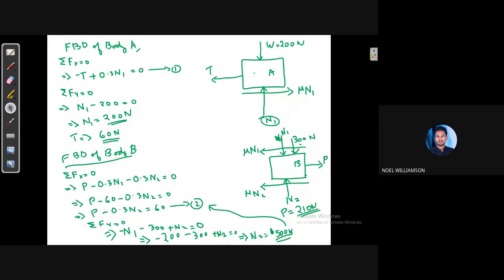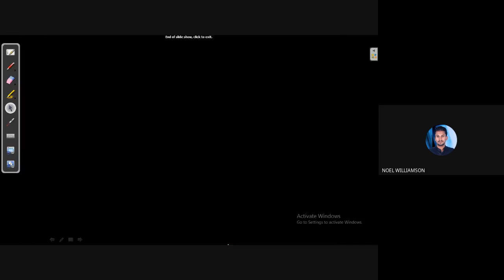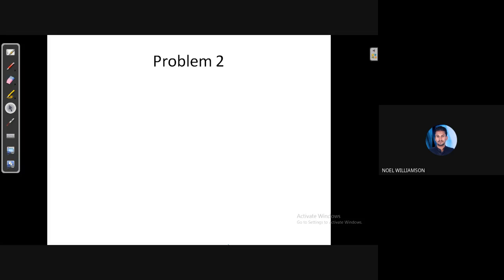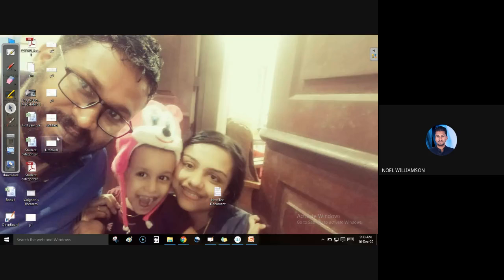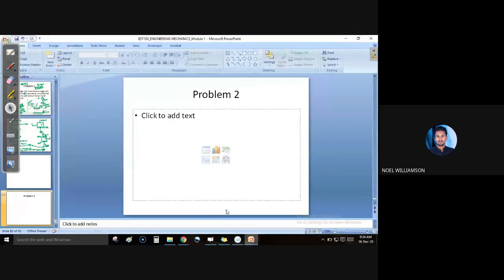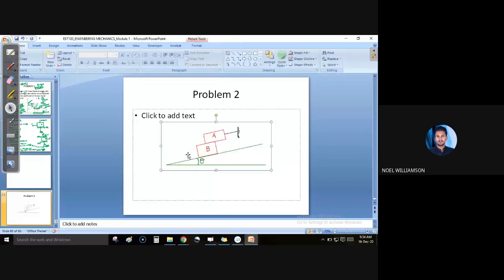Now there is a similar question, which you can try. It is a question, I will give the figure. The figure is not given here. I will give the figure. That is, here problem 2. This is problem 2.